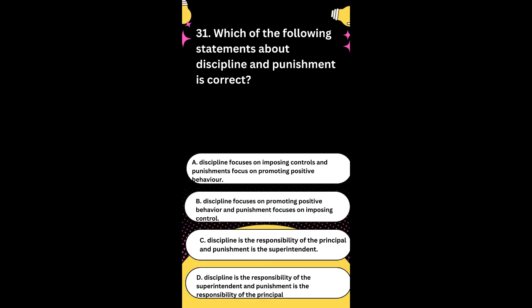31. Which of the following statements about discipline and punishment is correct? A. Discipline focuses on imposing controls and punishment focuses on promoting positive behavior. B. Discipline focuses on promoting positive behavior and punishment focuses on imposing control. C. Discipline is the responsibility of the principal and punishment is the superintendent's. D. Discipline is the responsibility of the superintendent and punishment is the responsibility of the principal.